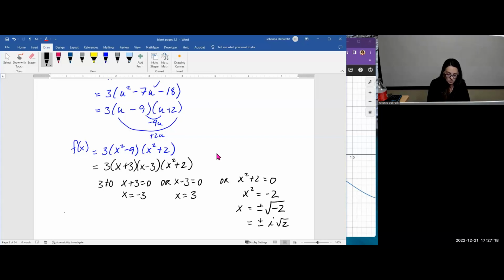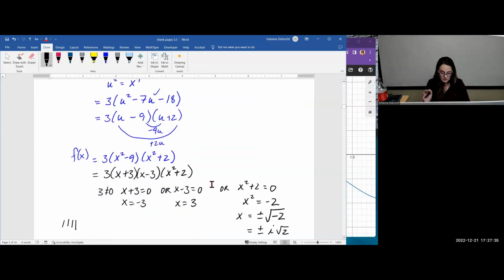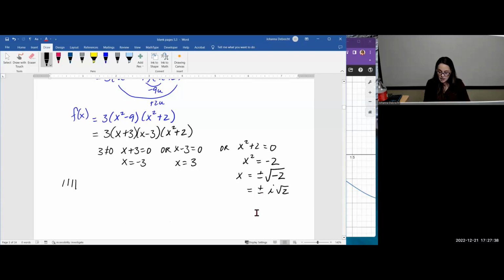Now I've got one solution from x minus 3, one solution from x equal 3. I've got i square root of 2 and negative i square root of 2. So that's 4. What was our degree when we started? Yes, it was 4. I have all the solutions, all right? So these are all solutions. But the ones with i, these are solutions, but not x-intercepts, right? All right, but this is an x-intercept and a solution, and this is an x-intercept and a solution.